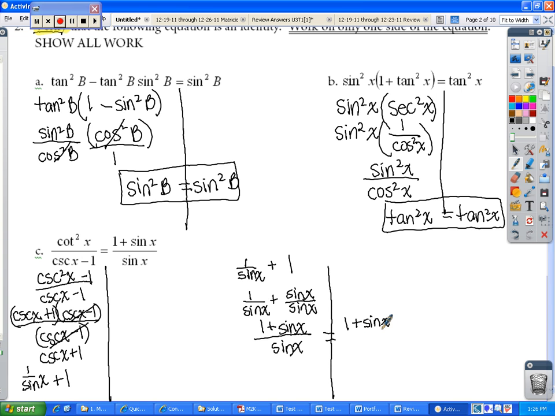Now, if you've wanted to, you could have changed this cotangent into cosine over sine and changed the cosecant to 1 over sine and then done your reciprocals that way. You would have ended up with the same thing. It might have taken you a little longer to get there, but again, you would have wound up with the same thing.